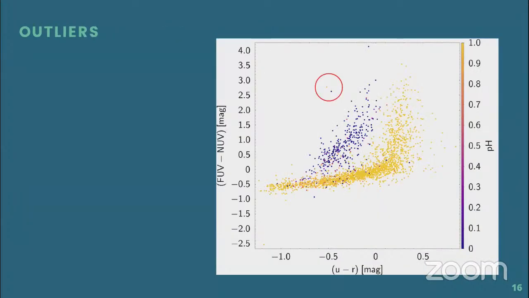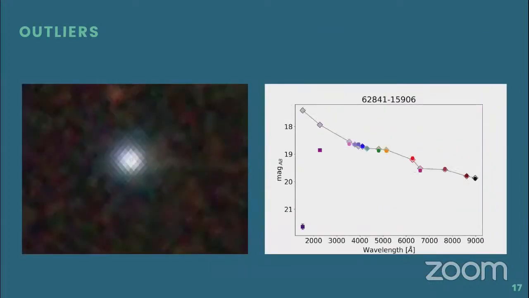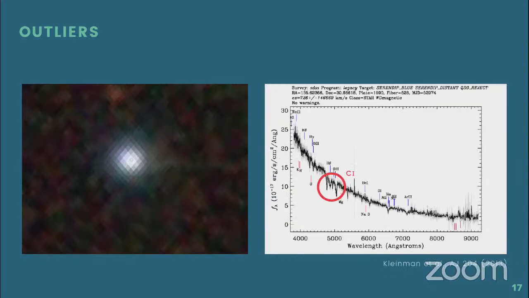Another thing that caught our attention was these 2 points, these 2 outliers that seem to be in a very isolated position by themselves. And so we went to look them up. And the models, once again, seem to work fine in J-PLUS photometry, but not in GALEX. And when we went into the literature and found the spectra, we found that they have carbon-I absorption lines.